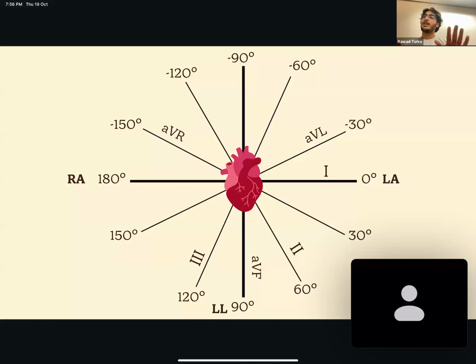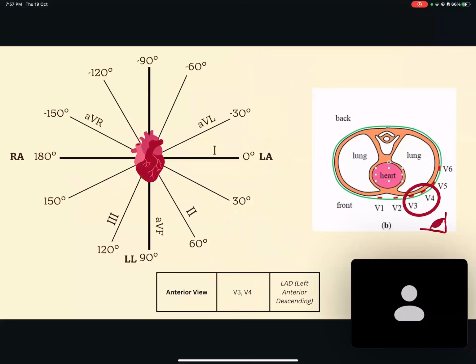But again, we have 12 leads because AVR, AVF, and AVL use 2 electrodes as one electrode or one terminal of an electrode. So not every single lead has only 2 electrodes. Some of them have 3, specifically the augmented ones. Does that make sense? Yes, it does. Thank you. Yeah, no worries.